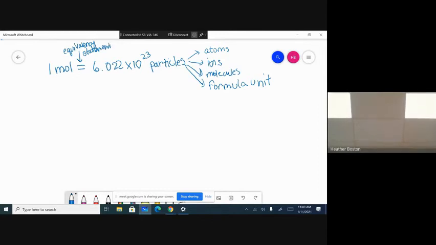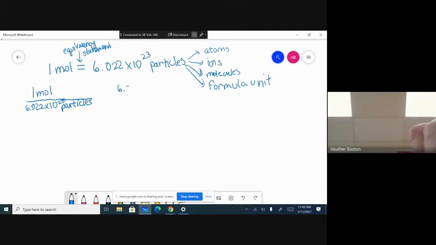I'm going to turn this into what's called conversion factors. Conversion factors are how we convert from one unit to another, and you guys are going to start converting as early as tomorrow. So the conversion factors that I can get from this are either 1 mole over 6.022 times 10 to the 23rd particles. When you have a conversion factor, the quantity on the top is exactly the same as the quantity on the bottom.